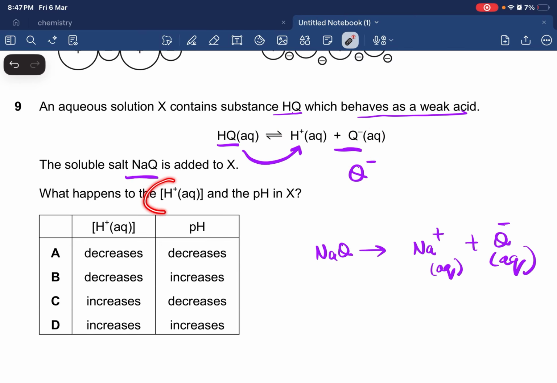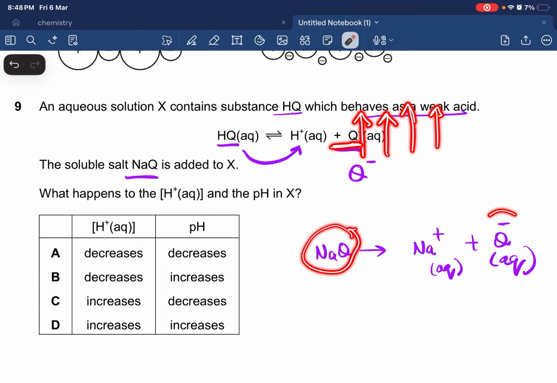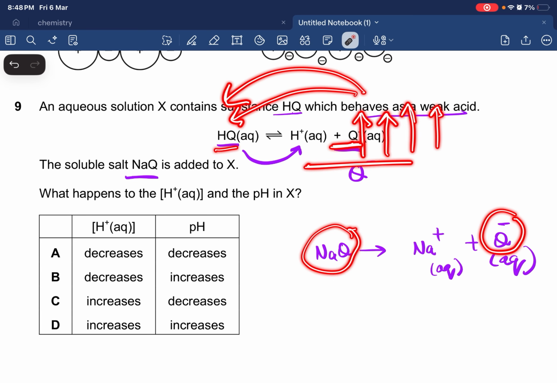If you're increasing the Q negative, what's going to happen to the H plus and the pH? You're increasing the Q negative, because dissolving this salt means increasing this. So if you increase this, the equilibrium is going to move towards the HQ side. Why the HQ side? Because it wants to decrease this. And when it's going to move backward, H plus is going to decrease, and when H plus decreases, the pH increases. I don't think that needs any explanation.